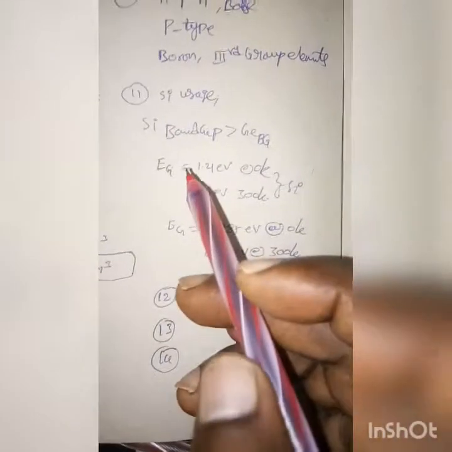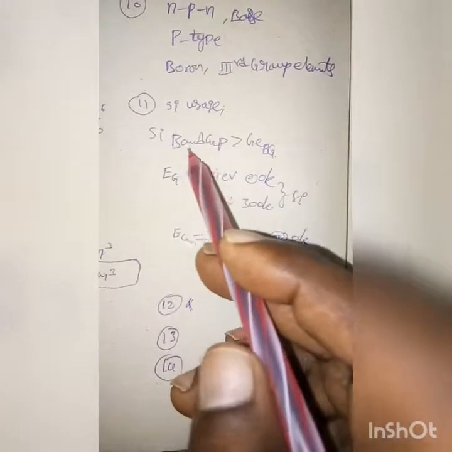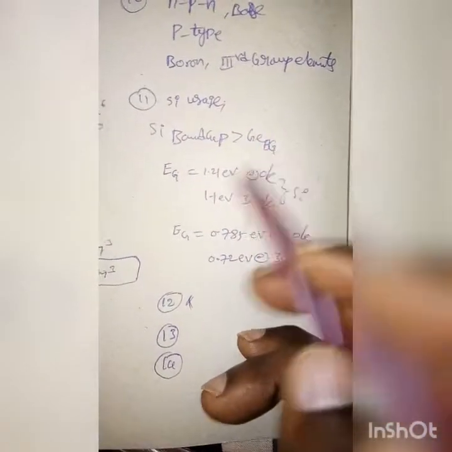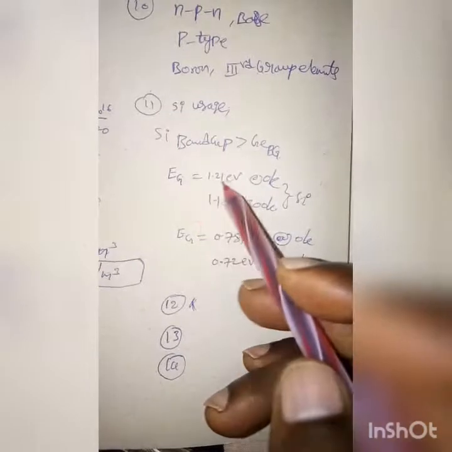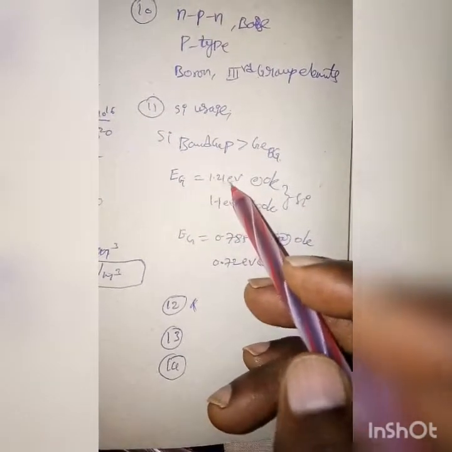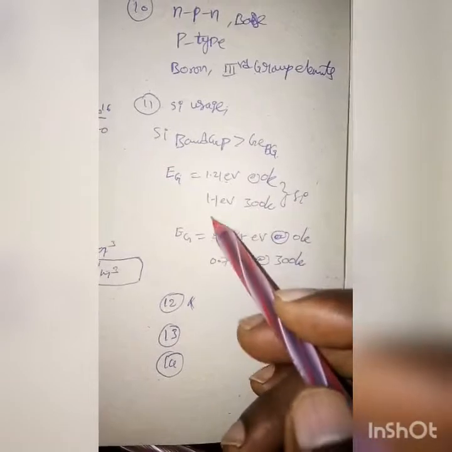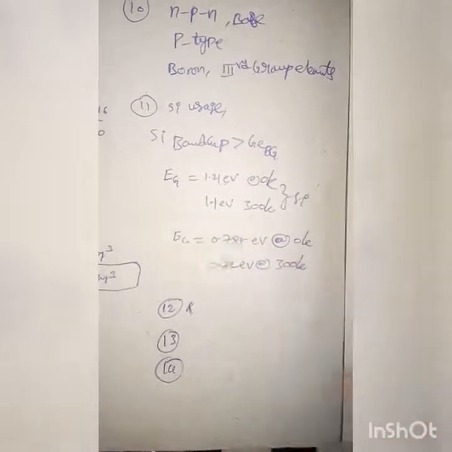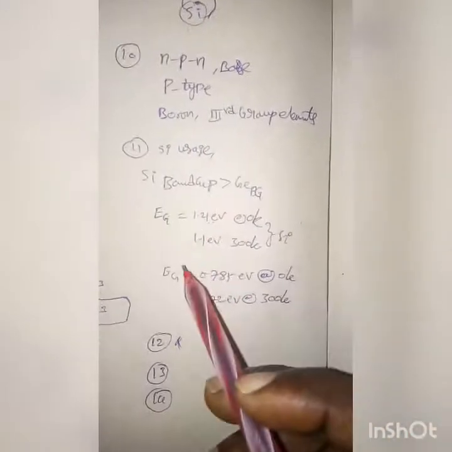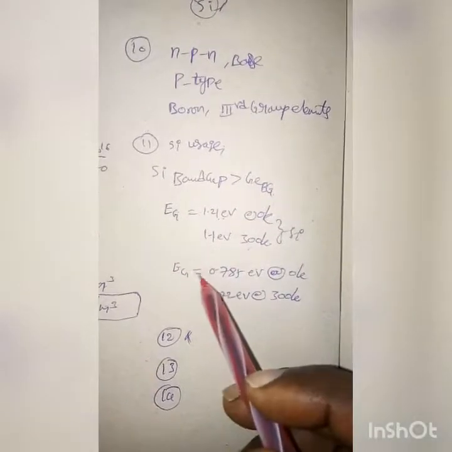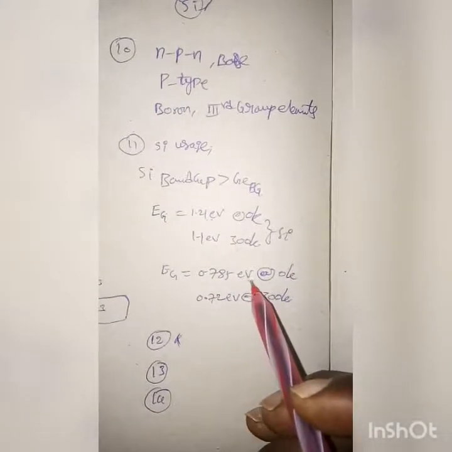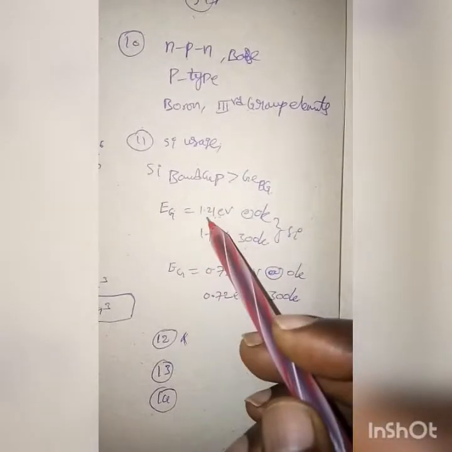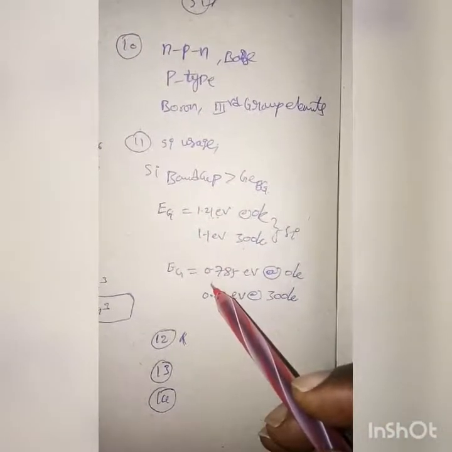So see the solution. 11th question. Silicon band gap is greater than germanium band gap. You observe this. Silicon band gap is 1.21 electron volts at 0 Kelvin, and at 300 Kelvin 1.1 electron volts. But in germanium, 0.785 electron volts. So silicon has larger band gap than germanium.